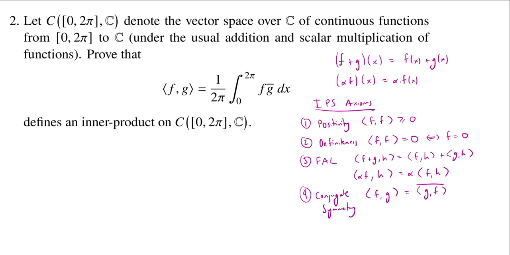So let's start with, say, positivity. So with positivity, I'm going to be looking at f comma f, which is going to be 1 over 2 pi times the integral from 0 to 2 pi of f bar, now the g is just an f, dx.